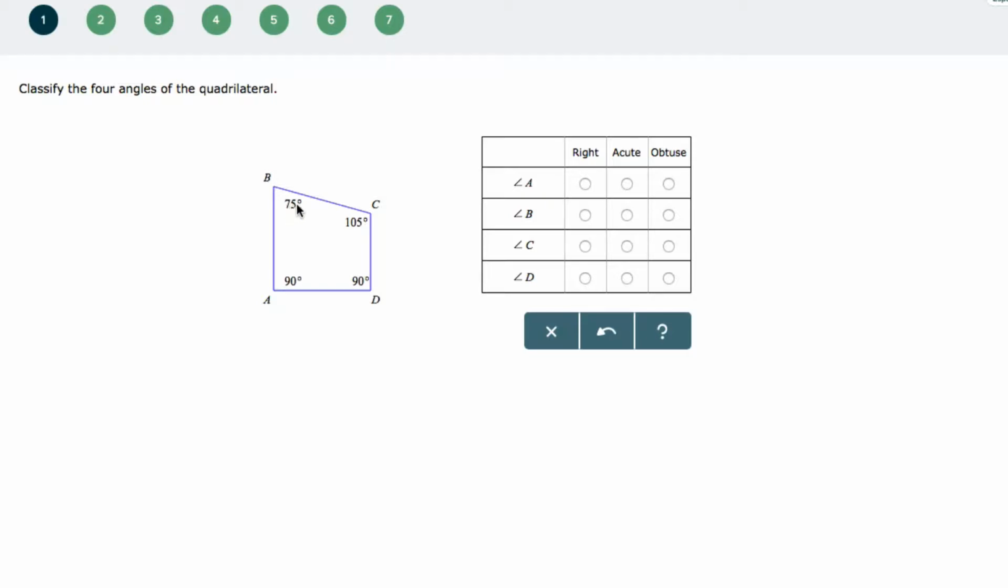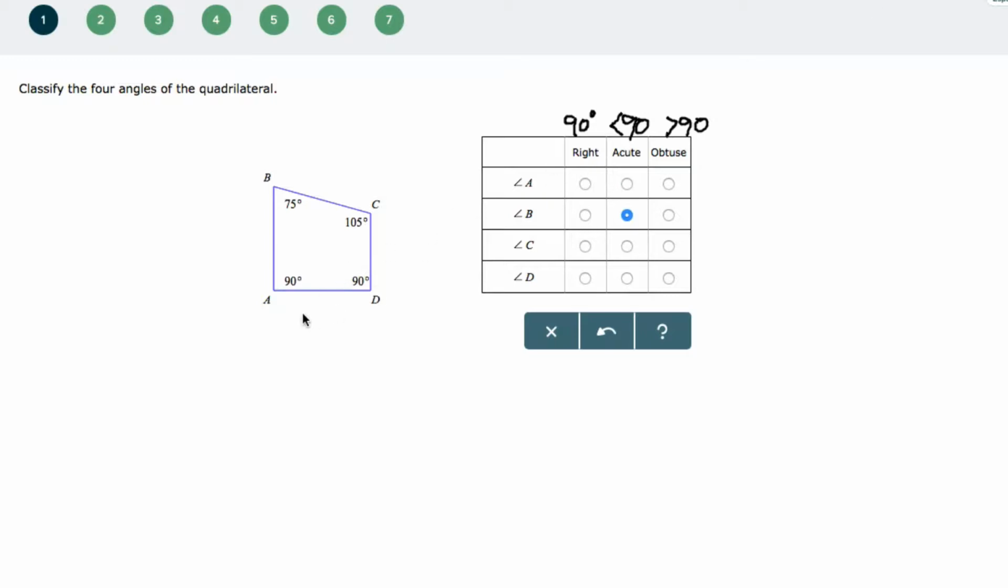Angle B, we see here the measure is less than 90 degrees. If it's less than 90 degrees, it's an acute angle. Acute is always less than 90. Obtuse is greater than 90. And a right angle is exactly 90 degrees.